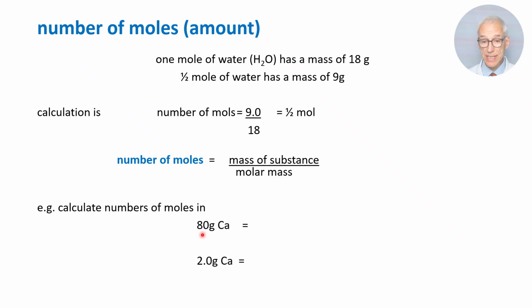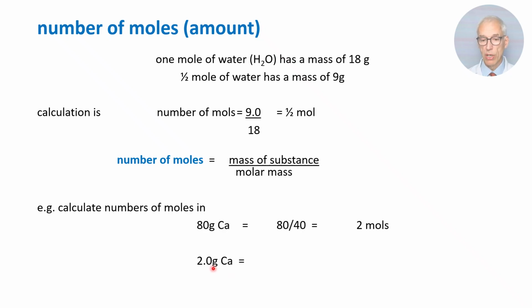Okay, so 80 grams of calcium, well, mass of substance divided by molar mass. We get the molar mass of calcium from the periodic table, it's 40, the relative atomic mass in grams. So how many moles is 80 grams? Well, mass divided by molar mass, 80 divided by 40. So 80 grams of calcium is 2 moles. If you struggled with these calculations, stop and try the second one. Otherwise, I'm going to reveal it in about 2 seconds.